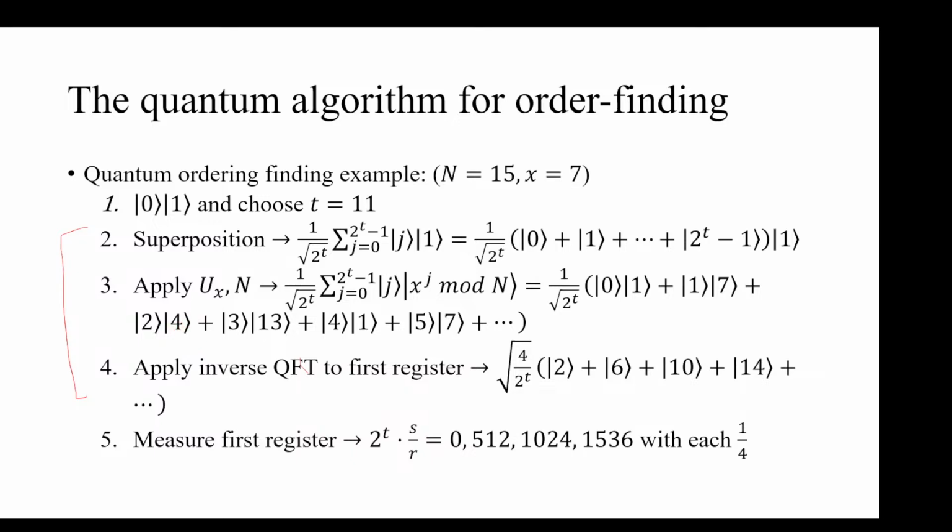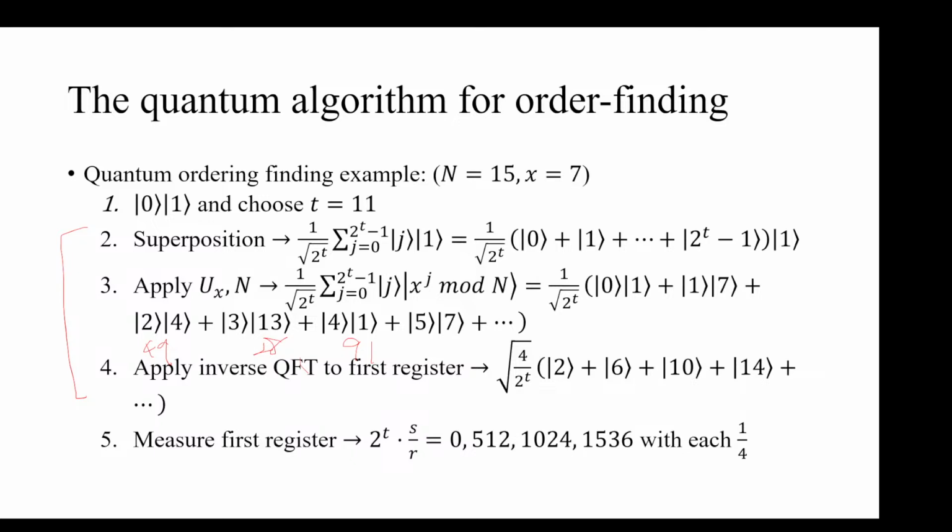Okay. So this is 7 times 7 equal to 49, mod 15 equal to 4, and then you have 4 times 7 equal to 28, mod 15 equal to 13, and let's say you have 13 times 7 equal to 91, and mod 15 equal to 1, etc.